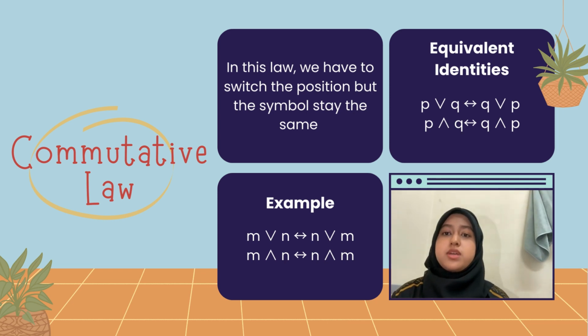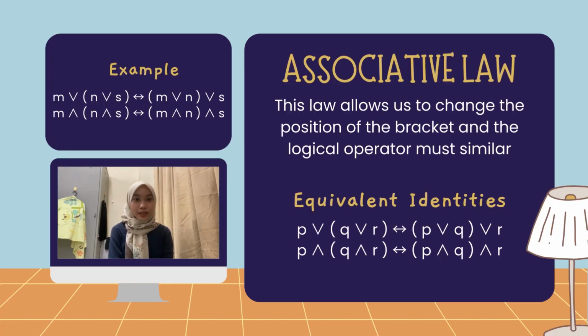Commutative law. In this law, we have to switch the position but the symbols stay the same. The equivalent identities are: P or Q is equivalent to Q or P, and P and Q is equivalent to Q and P. For example, M or N is equivalent to N or M, and M and N is equivalent to N and M.